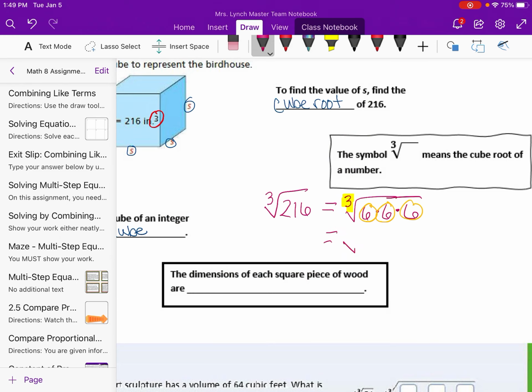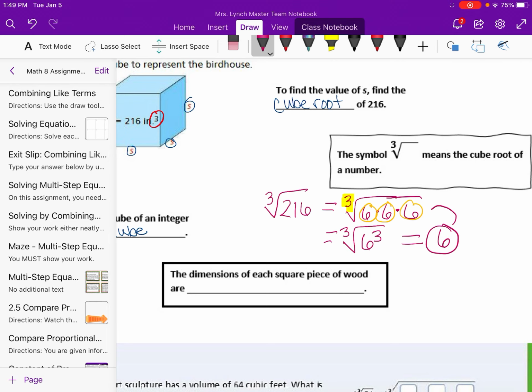that means this is the same as the cubed root of 6 cubed, because remember there's 3 6s, which we can write as 6 cubed. And in the end, what happens is when you have sets of 3, when you're doing the cubed root, you could think of it this way, these cancel each other out. It turns into just 6.